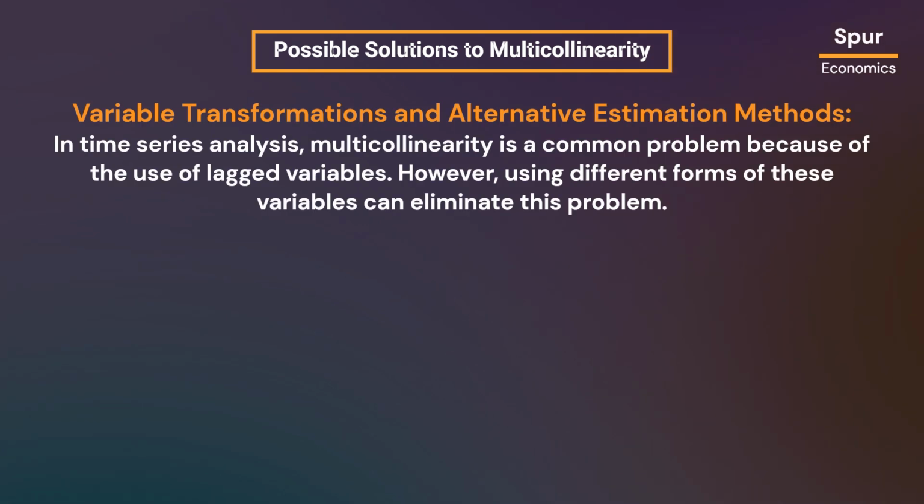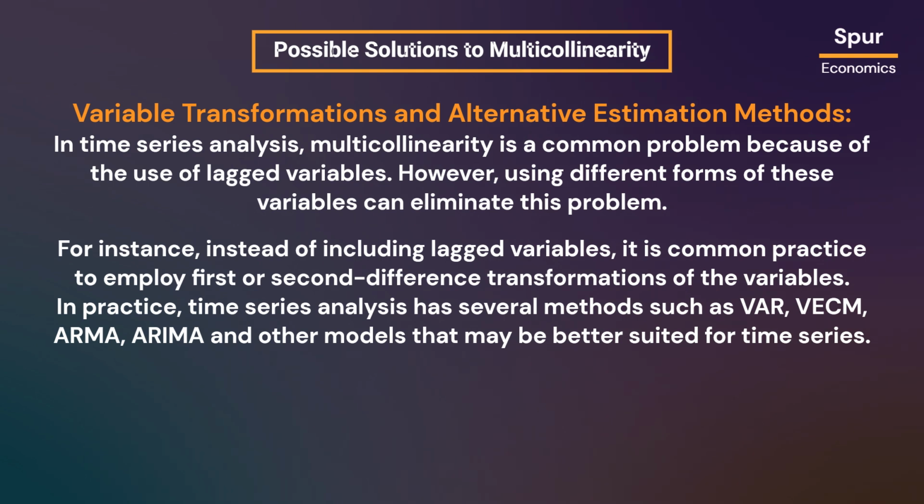In time series analysis, multicollinearity is a common problem because of the use of lagged variables. However, using different forms of these variables can eliminate this problem. For instance, instead of including lagged variables, it is common practice to employ first difference or second difference transformations of the variables. In practice, time series analysis has several methods such as VAR, VECM, ARMA, ARIMA, and other models that may be better suited for time series.